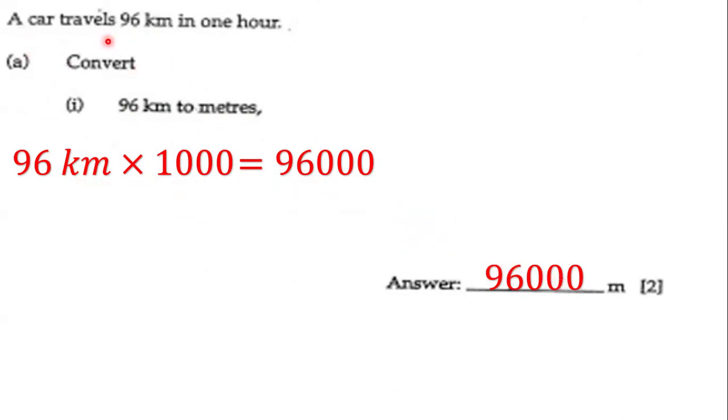Well, a car traveled 96 kilometers in 1 hour. So what we can actually say is that a car travels 96,000 meters in 1 hour. So keep that in mind, that this car that travels 96 kilometers in 1 hour travels 96,000 meters in 1 hour, because 96 kilometers is the same thing as 96,000 meters.